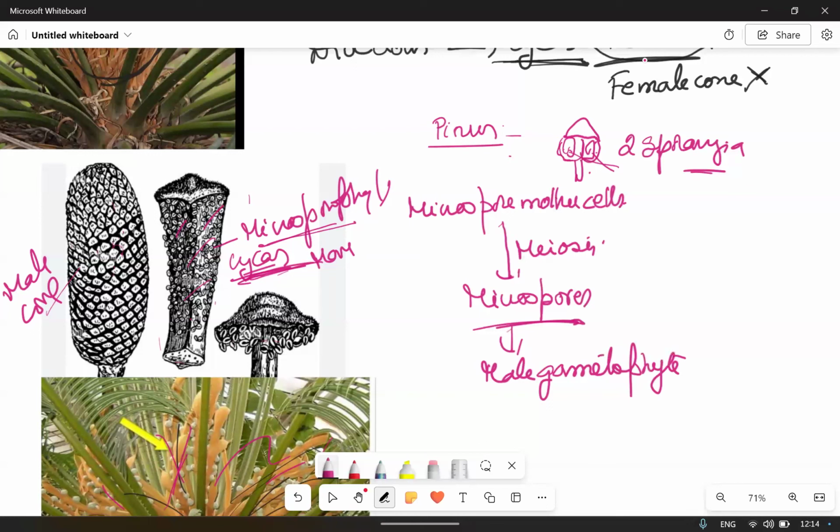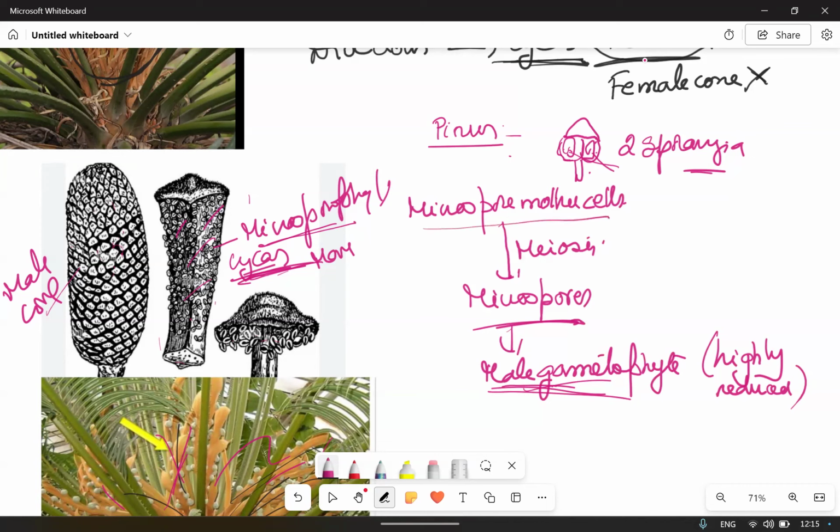In the case of gymnosperms, the male gametophyte and female gametophyte are highly reduced. This highly reduced male gametophyte consists of only one prothallial cell in the case of Cycas and two in the case of Pines. In our NCERT they haven't mentioned the structure of this male gametophyte, but the male gametophyte is highly reduced. All these points are very, very, very important.